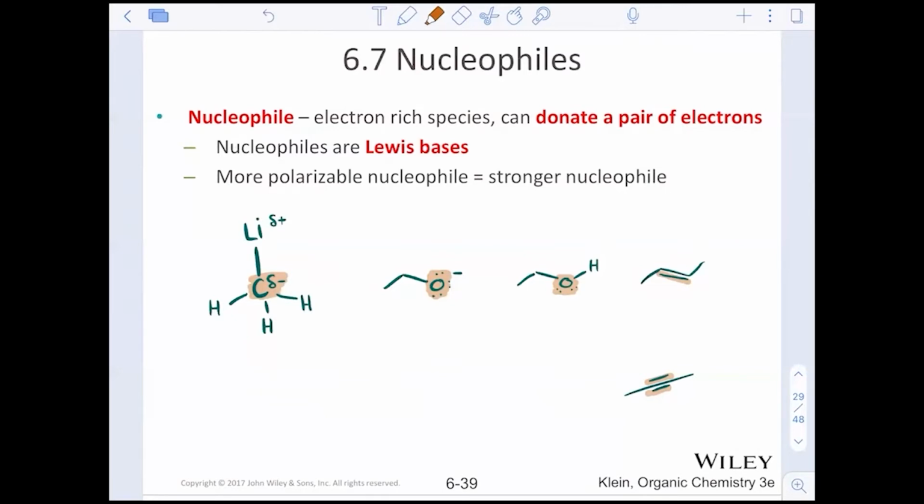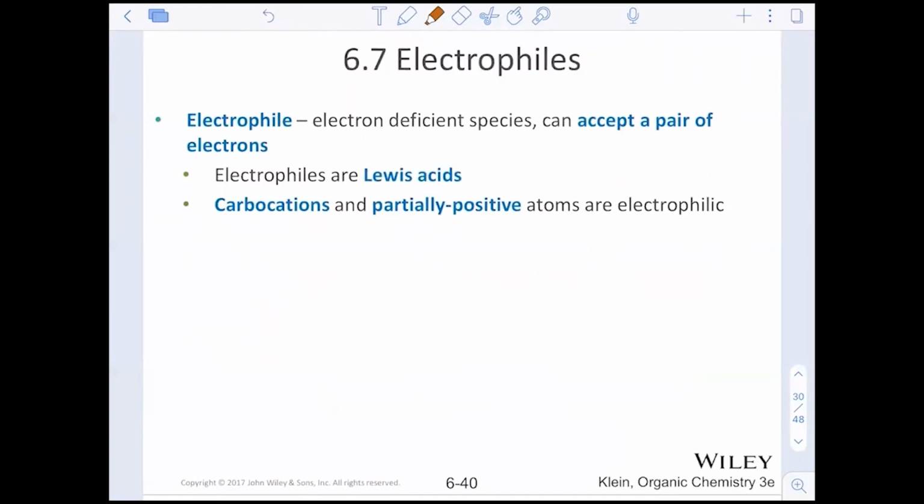Now, the more polarizable the nucleophile, the stronger it is. And so we'll be able to talk about what that means in just a little bit. An electrophile is the electron deficient species, electron loving, something that's looking for electrons and is going to accept a pair of electrons. So these are going to look more like acids, whereas the nucleophiles look like bases. The electrophiles look like acids.